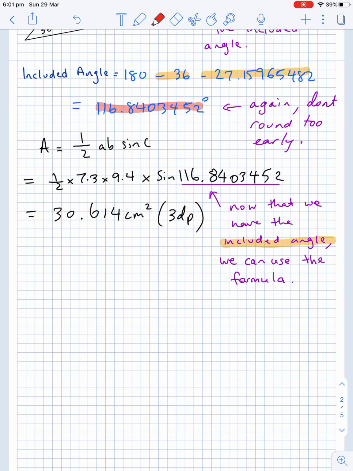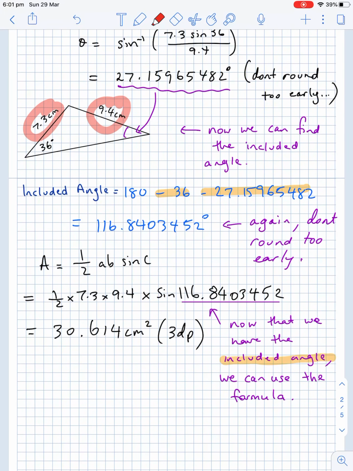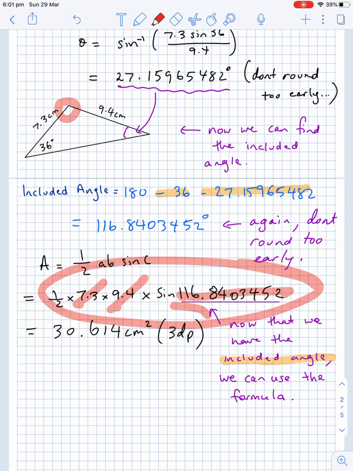Now that we've got our included angle, we jump to the formula. The 2 sides are 7.3 and 9.4, so they go in for a and b. And then our included angle is this. This all goes into our calculator, and we get our final answer there. Notice this is where I round. Only at the end do you want to start your rounding.